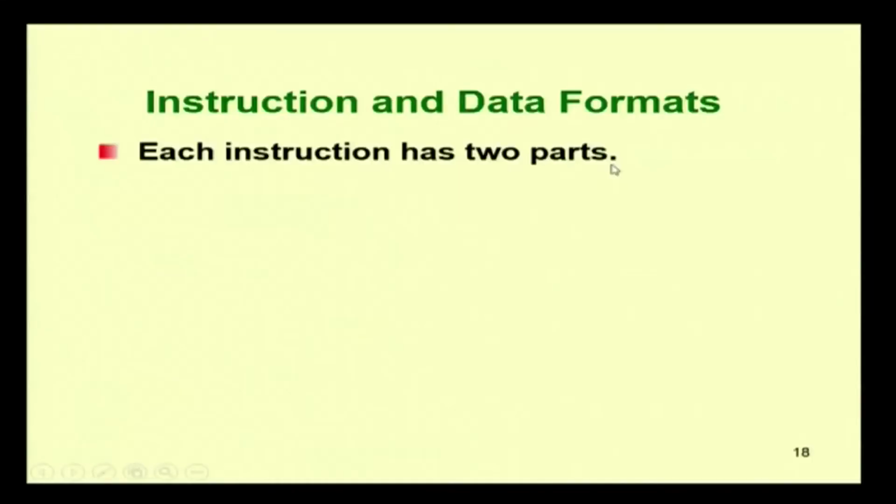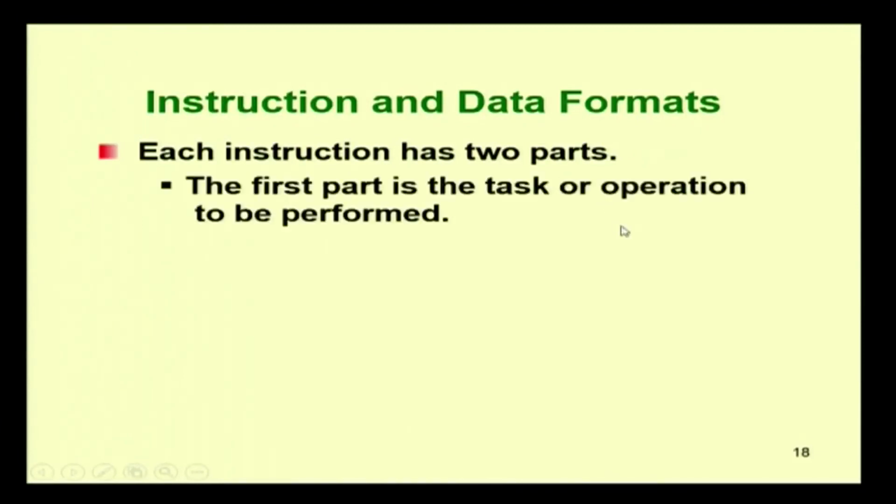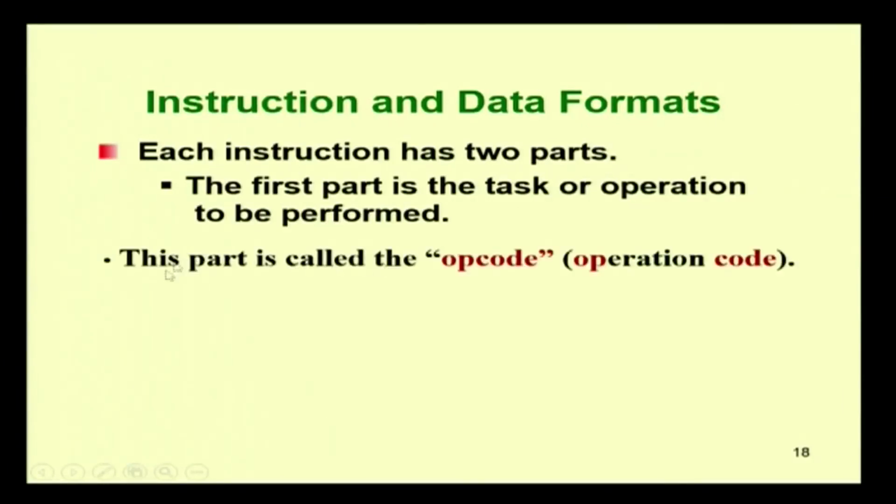Okay. So, we will see them one by one, and before we see all these things, we will see the format of the instruction. Each instruction has two parts. An instruction has to perform an operation on some number. It has to tell what operation you have to do, and then it has to tell about the data also.